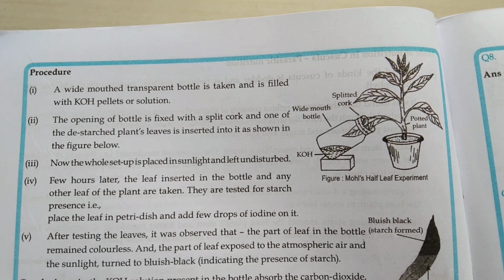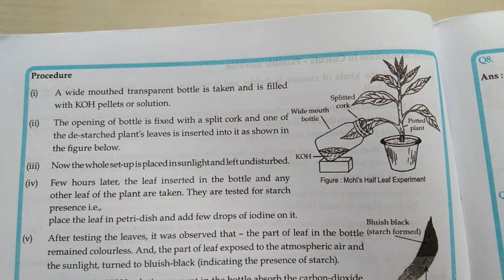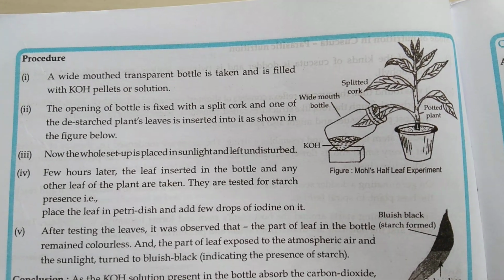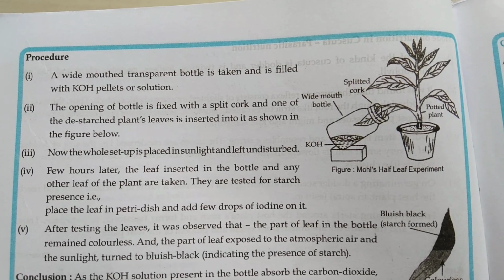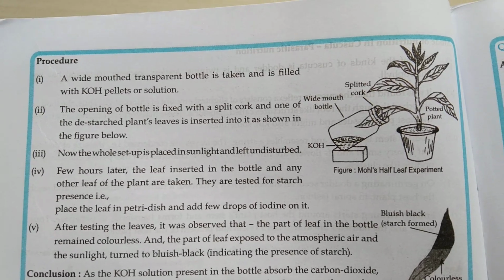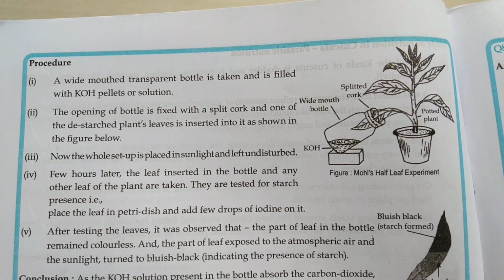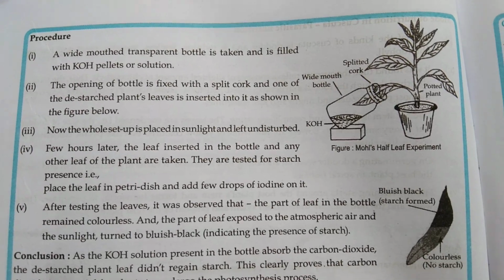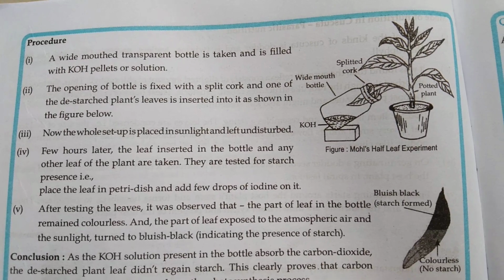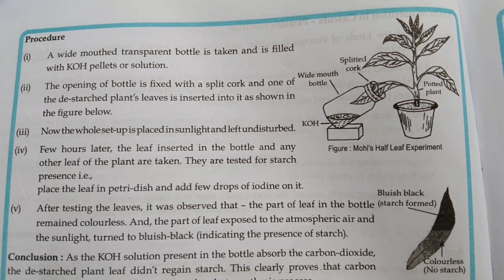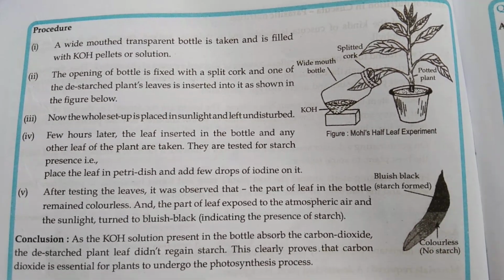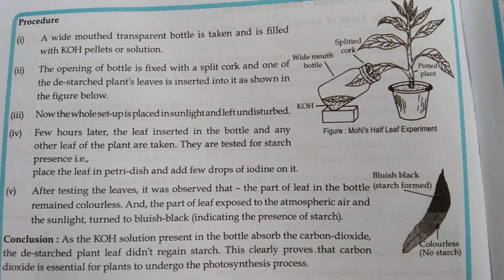Now the whole setup is placed in sunlight and left undisturbed. A few hours later, the leaf inserted in the bottle and any other leaf of the plant are taken. They are tested for starch presence. That is, place the leaf in a petri dish and add a few drops of iodine on it. After testing the leaves, it was observed that the part of the leaf in the bottle remained colorless and the part of the leaf exposed to the atmospheric air and the sunlight turned bluish black, indicating the presence of starch.